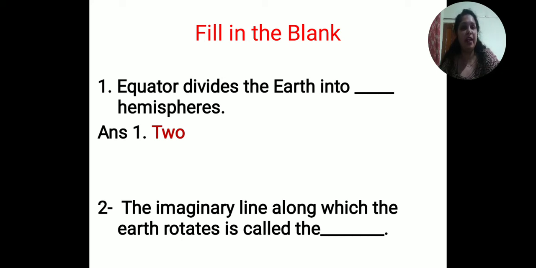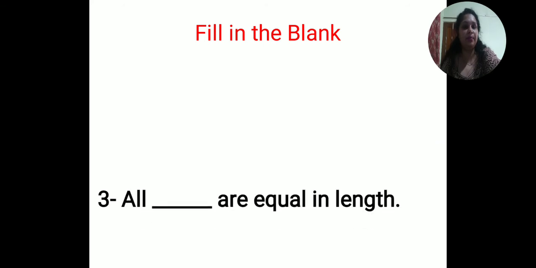The imaginary line along which the earth rotates is called the what? What is the answer? Axis. The imaginary line along which the earth rotates is called the axis.